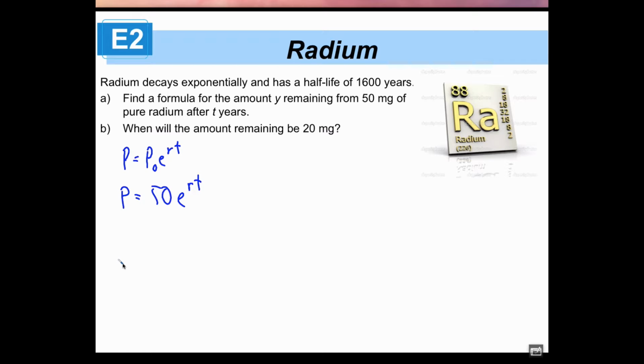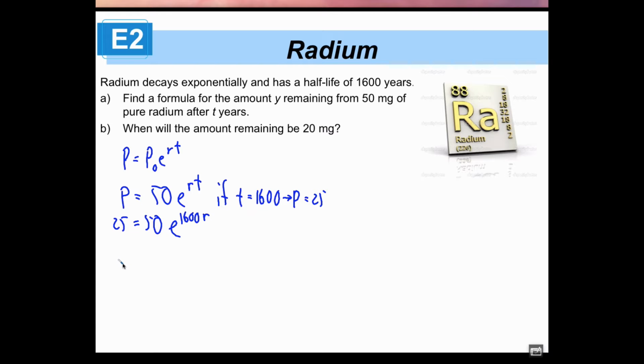T, I do know T. What's T? 1600. And if T is equal to 1600, then what's P? 25. Good. That'll allow us to get rid of the T and the P, which means we can solve directly for R. So 25 is equal to 50 times e to the 1600 R.